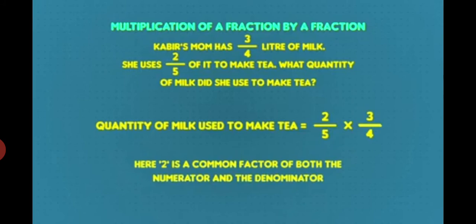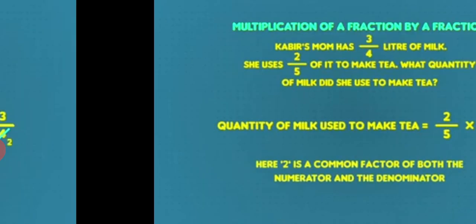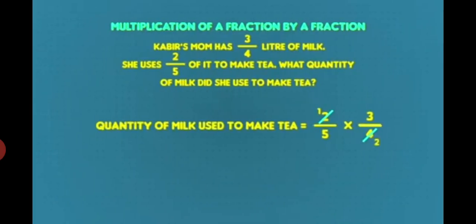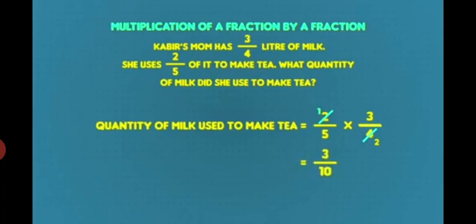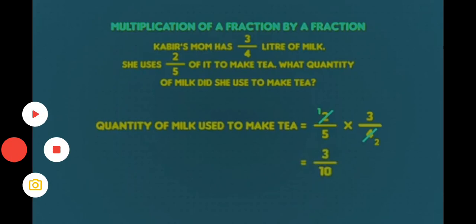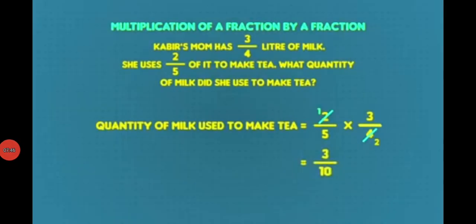So to multiply fractions, we have to multiply their numerators together and their denominators together. Here you can see 2 is a common factor of both the numerator and the denominator. So we can cancel 2 like this, and the answer is 3 by 10. This is the multiplication process.